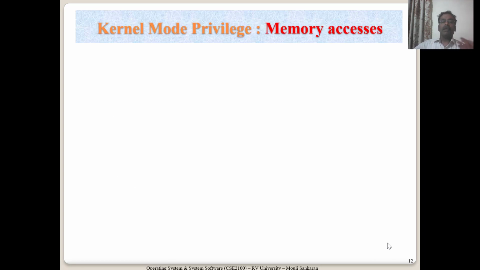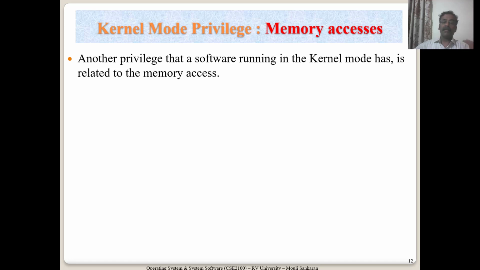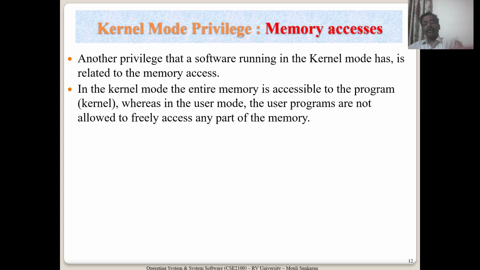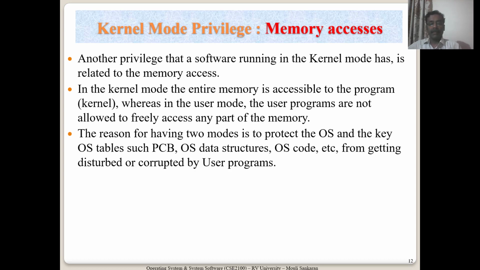Another privilege that software running in the kernel mode has is related to memory access. What all memory can it access? In the kernel mode, it has the freedom to access every user's memory, including its own memory and OS memory. The reason for having two modes is to protect the OS. So if someone asks you what the need for two modes is, the reason is that unless I have two modes, and make sure that only specialized software like system software or OS software, or tools written by people knowledgeable on the hardware as well as the OS, runs in kernel mode, I will not be able to protect my system.